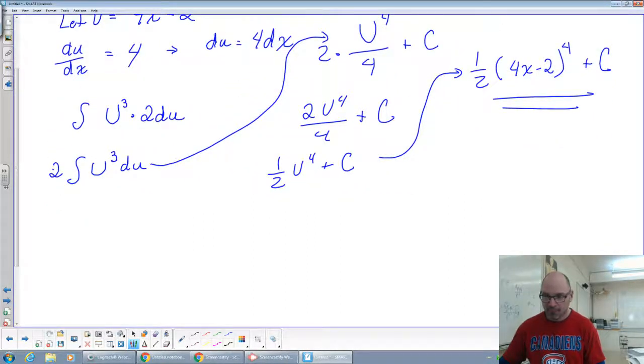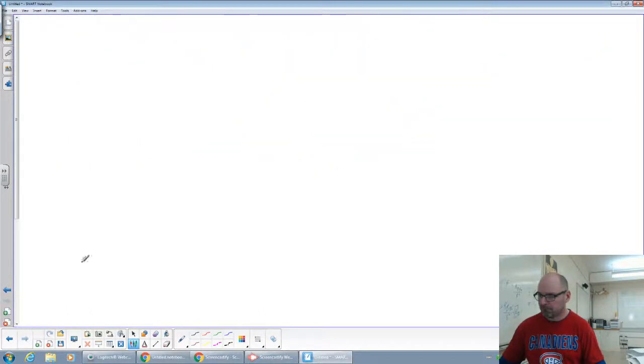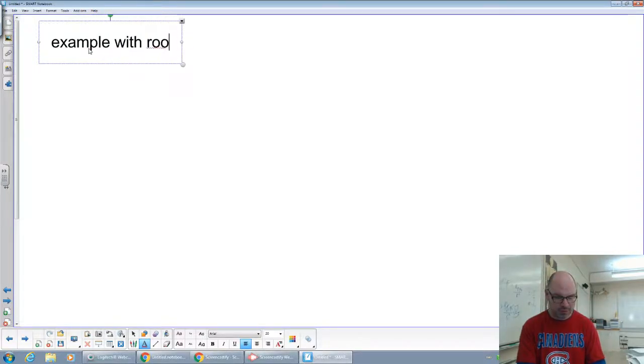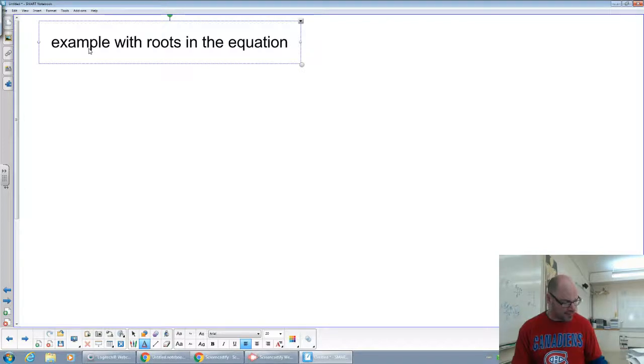We'll see. Okay, our third type of question that I'm going to show is with a root in it. Okay, when you have square roots in them. Okay, so we'll do that one next. Okay, so this is another example, type 3 here, of the substitution rule with roots in the equations. Okay, so let's say something like this.